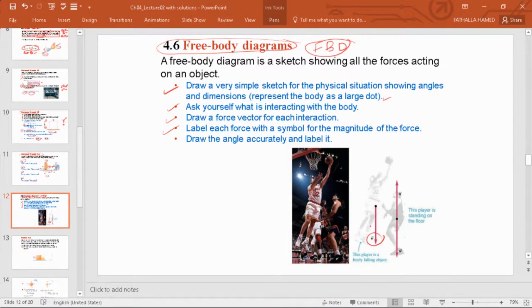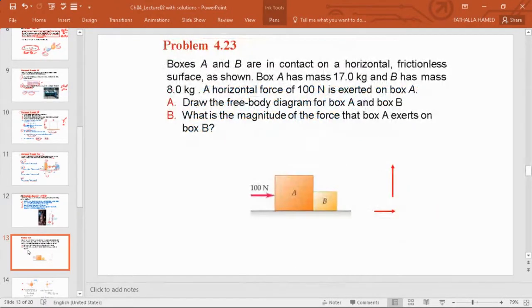The other player, who is standing on the floor, well, the weight is down, but also the normal force, which is the effect that's coming from the floor on the player. And these are the forces that are acting on the player. So in this case, there is only interaction between the player and the earth, and gravity. In this case here, you have interaction between the floor and the player and the interaction of the gravity with the player. Is this clear? So that's how we deal with that.